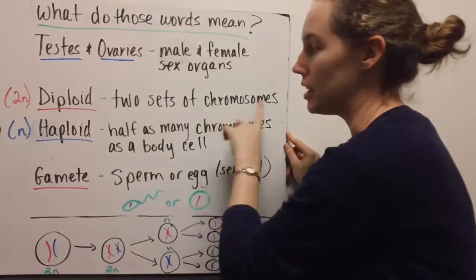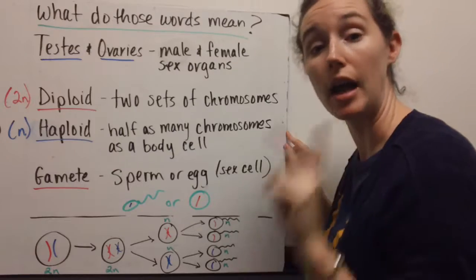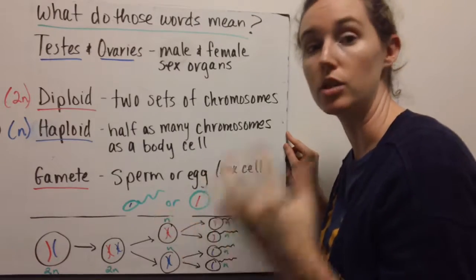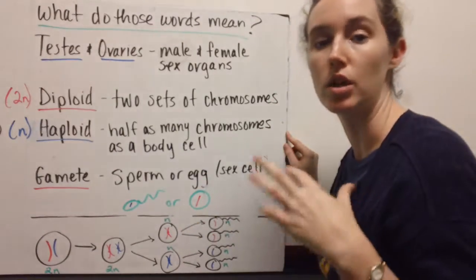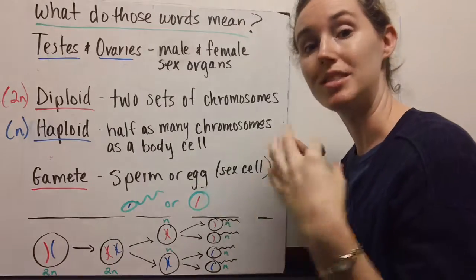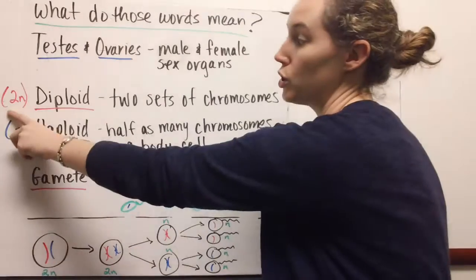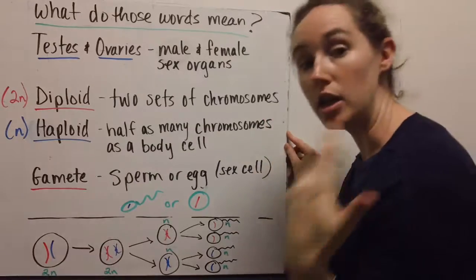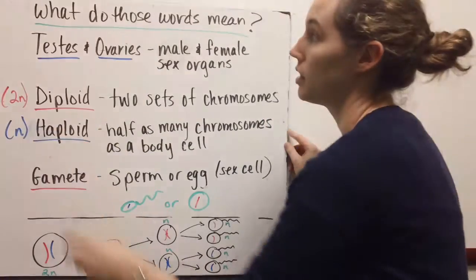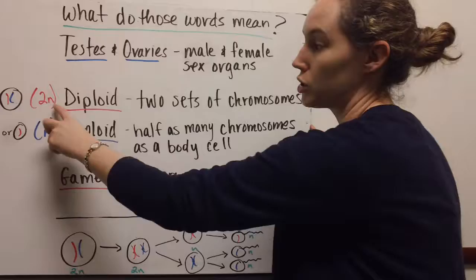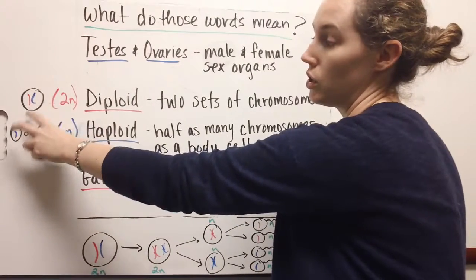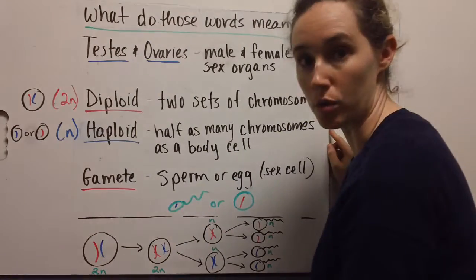A diploid cell is any cell in your body that has 2 sets of chromosomes. So your skin cells, your muscle cells, your eyeball cells, these are all diploid cells. They have 2 sets of chromosomes. And we notate that as 2N. I hope you can see that. Alright, so 2N, there's a cell with 2 sets of chromosomes.